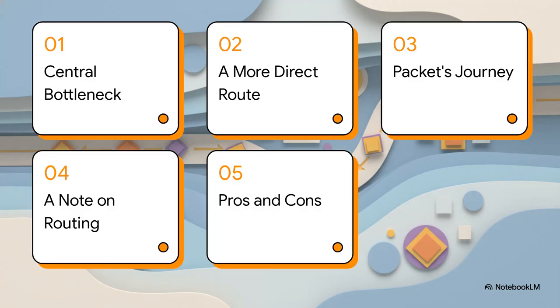All right, here's how we're going to break it down. First, we'll look at the problem, this idea of a central bottleneck. Then, we'll explore the solution, a more direct path. After that, we'll get right into the technical details with the packet's three-step journey. We'll touch on a really important quirk about routing, and finally, we'll weigh the pros and cons to get the full picture. Let's get into it.